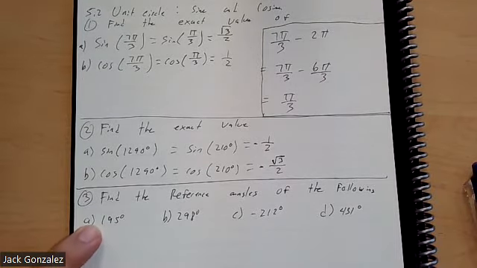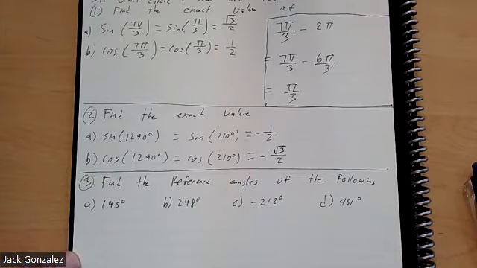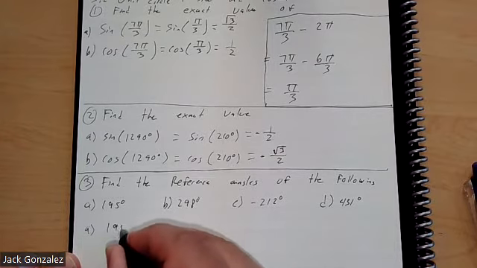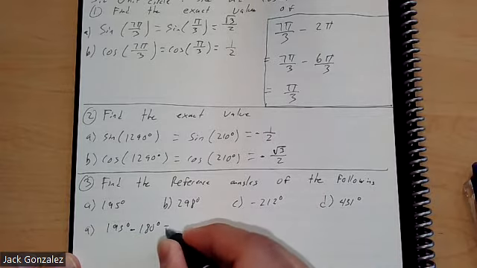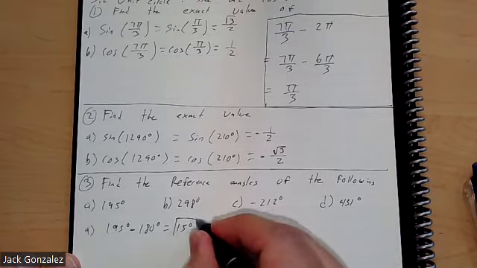Okay. So 195 is in quadrant 3, right? You can always check if you're unsure. 180 is right there, 195 is somewhere in here. Right after 180, so quadrant 3. The rule for quadrant 3 says you take the angle in question and subtract 180. That is the rule for quadrant 3. So this is my reference angle.